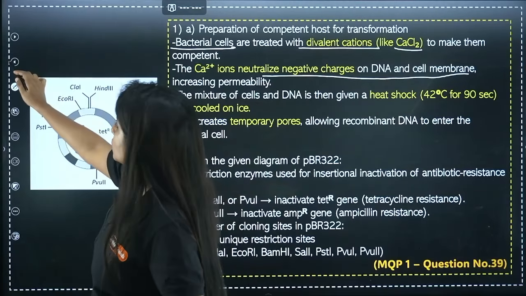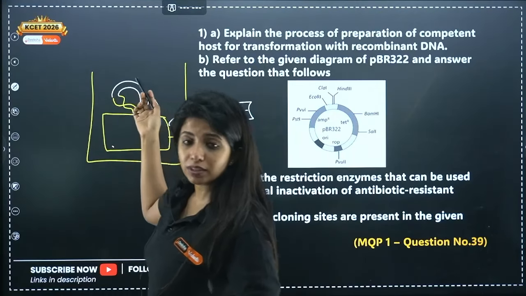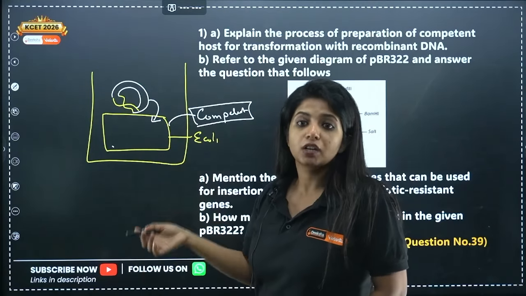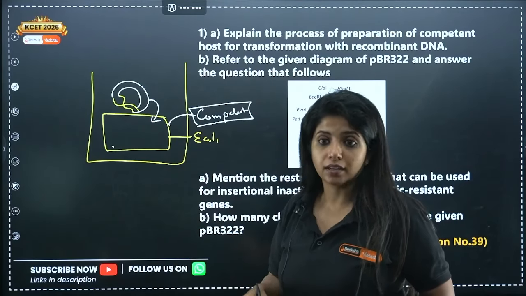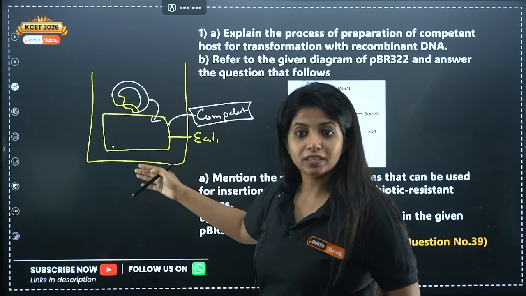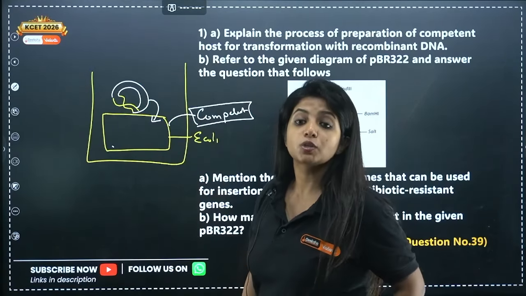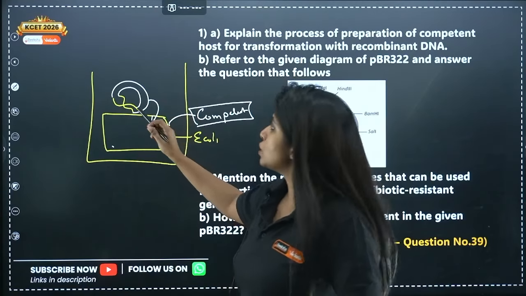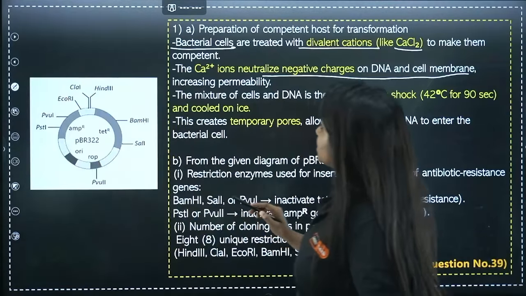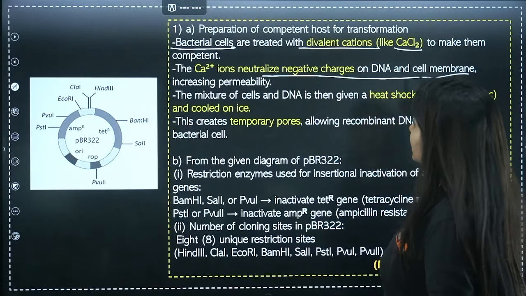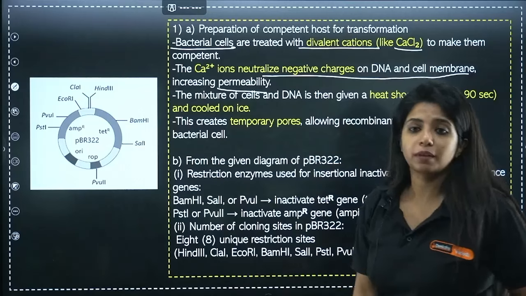So it's not just the E. coli which is treated with calcium, but also the DNA. Both of them should be neutralized. Remember, DNA is negatively charged. Your cell membrane has a different charge altogether. If it has the same charge, it won't be able to get inside. With the same charge, it will be repelling. So we need to make sure that it is neutralized. So the calcium ions neutralize the negative charges on DNA and cell membrane, increasing the permeability.